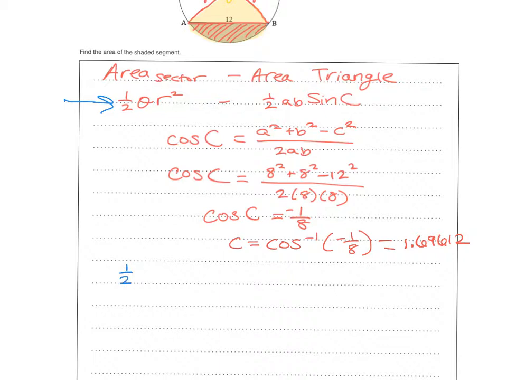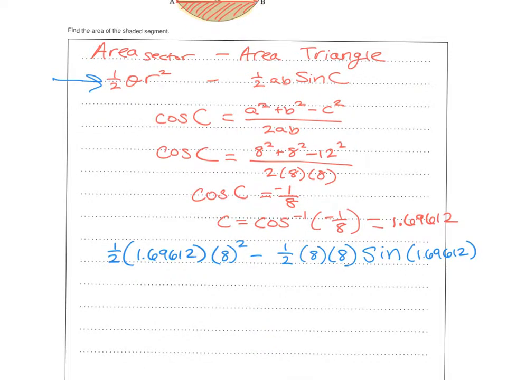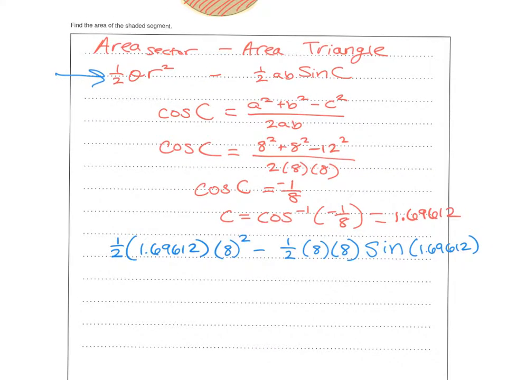Now that we know theta, we can go ahead and go back to this line and say, well, we have 1/2, we know theta, we know the radius, so that's complete there. And then over here we have 1/2, the two sides are 8, and the angle between them is 1.69612. So now we just have to type that into our calculator. So when I do that, I get 22.5, and we're talking about area, and it said it was in centimeters, so we're saying centimeters squared.